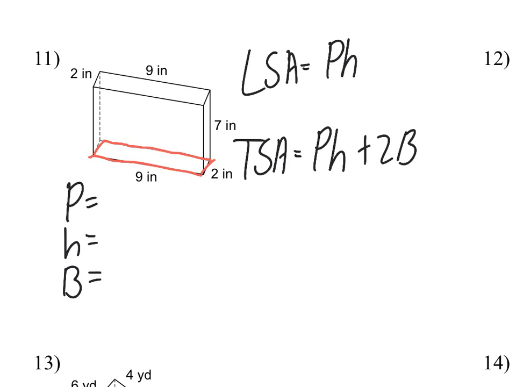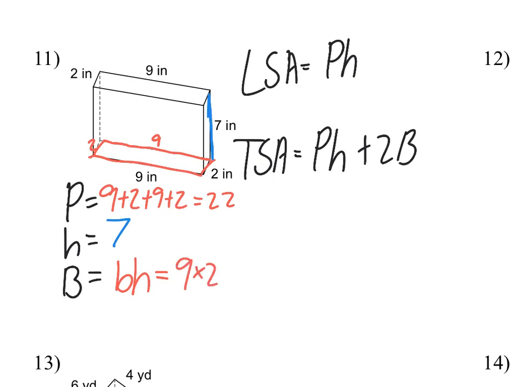P is the perimeter. So of that rectangle I have down here on the bottom, it is 9 by 2, and then we have 9 over there and a 2 over there. So we have to add these numbers together. And we get a value of 22 inches. Our height is just the distance between the top and the bottom, or the two bases. So our height is 7. And now for area of the base, for area of a rectangle, we do base times height, which is the same thing as doing 9 times 2. So our area of our base is 18.